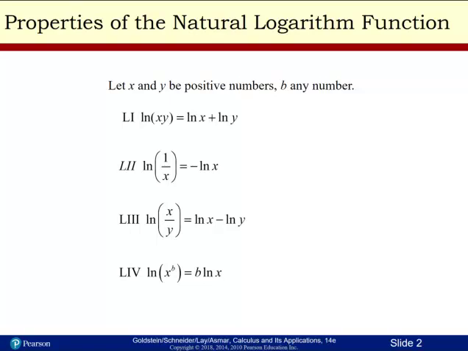Likewise, if I have the natural log of 1 over x, that's going to be equal to negative natural log of x because in the denominator, that means we have negative exponents. Property 3 is the natural log of x divided by y, and if we are dividing exponents, remember that we subtract. So our natural log of x minus natural log of y would naturally follow from this. Property 4, if we have the natural log of x raised to some b, that would be equal to b times the natural log of x.